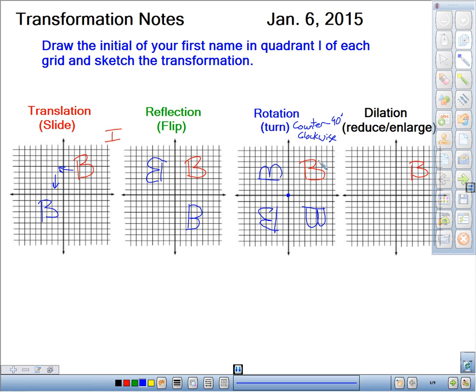All right? Last but not least, let's talk about dilations. Dilations are kind of like what your eyes do. Your eyes can either reduce in size, your pupil, or enlarge.